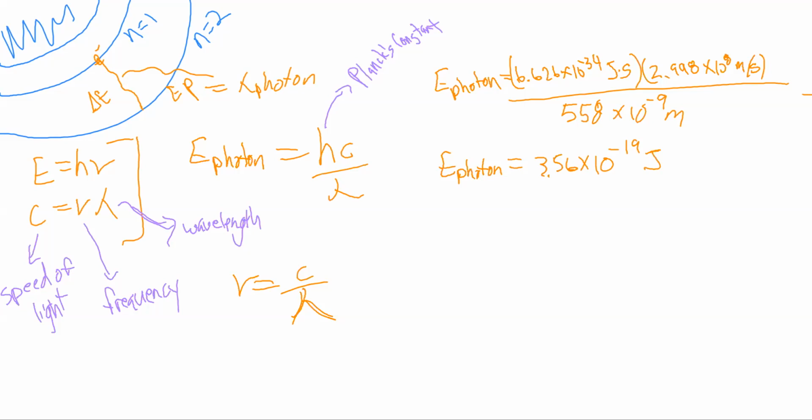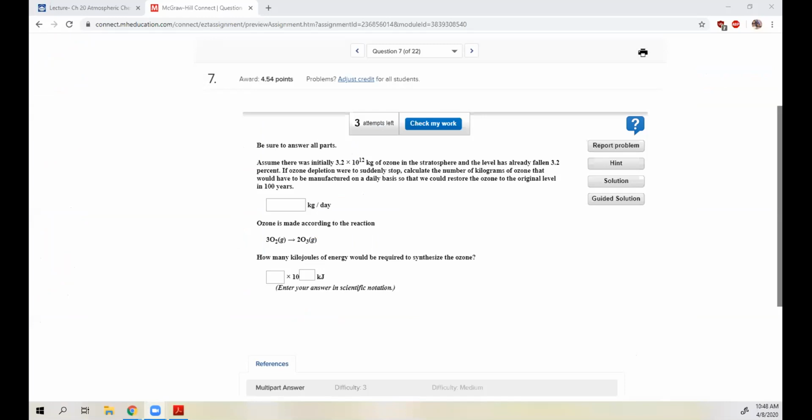All right. So we're going to look at number 7 as well. Number 7 is looking at our ozone production. We have so much ozone that's already in the stratosphere, and then we're having it fall 3.2%. What it's trying to calculate is the number of kilograms of ozone that would have to be manufactured on a daily basis, so that we can restore it back to its original level.